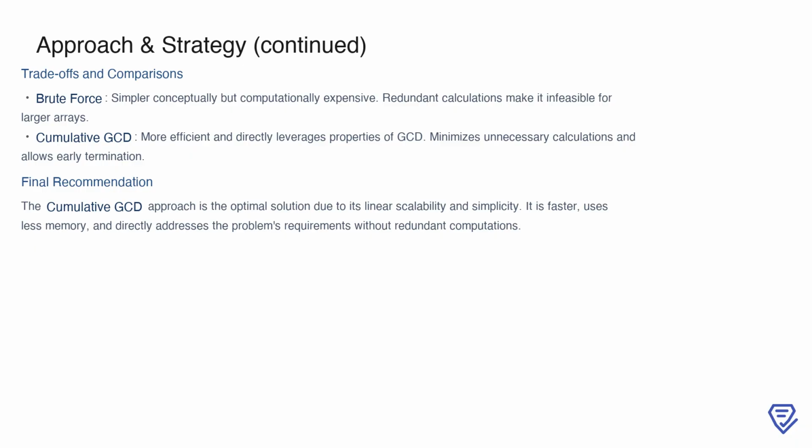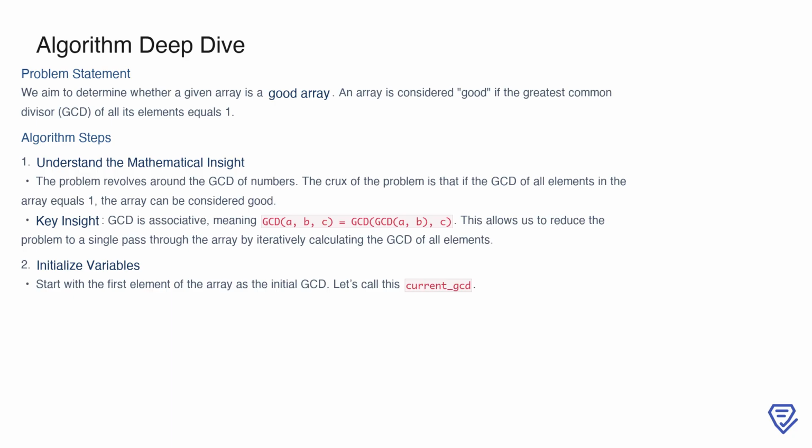It is optimal in terms of both time and space complexity, making it scalable, fast, and perfectly aligned with the problem's requirements. By avoiding redundant work and focusing solely on the core mathematical insight, this approach delivers the best balance of simplicity and efficiency. The problem we're tackling is to determine whether a given array qualifies as a good array. An array is considered good if the greatest common divisor, or GCD, of all its elements equals 1. To solve this, we need to leverage a key mathematical insight about the GCD.